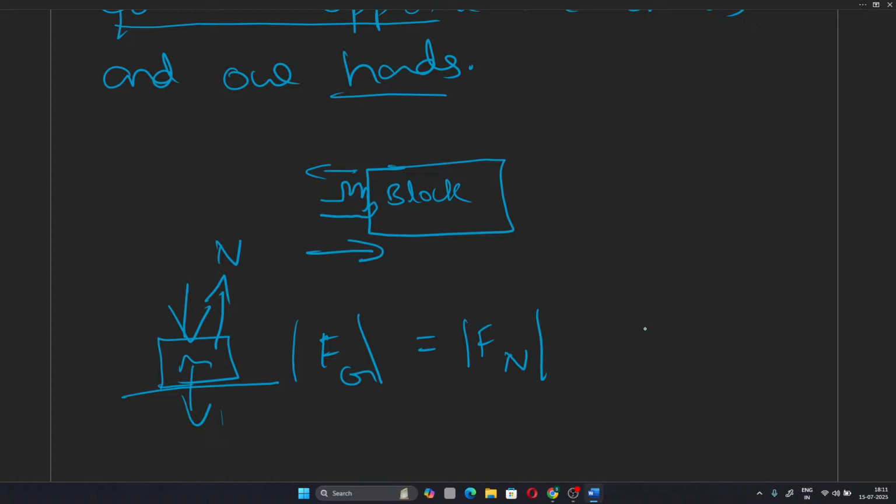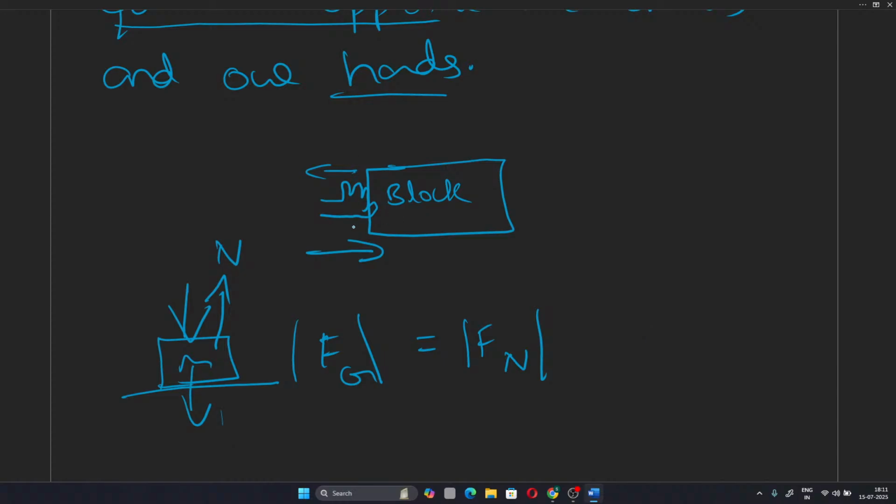So why wouldn't the block accelerate towards the center of the earth? We know that because the earth's surface or the table surface, whatever it might be, is pushing the block upwards. That is what we assume, because we know that the block is not rushing downwards. It's not going to the center of the earth. Something is blocking that force. It's opposing that force. That is called the normal force.